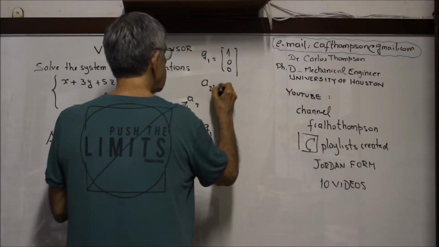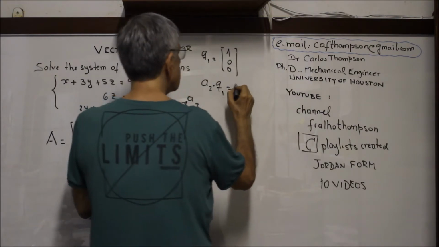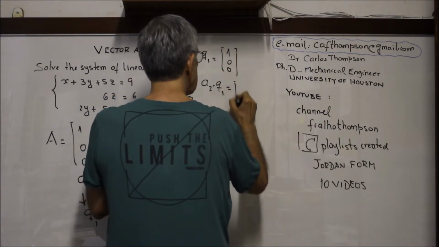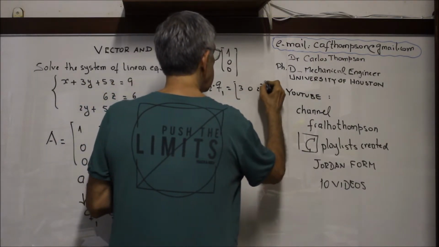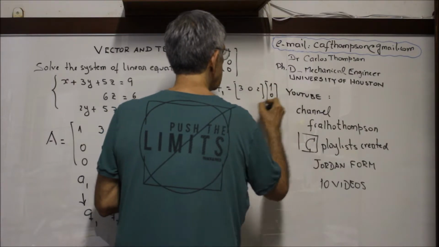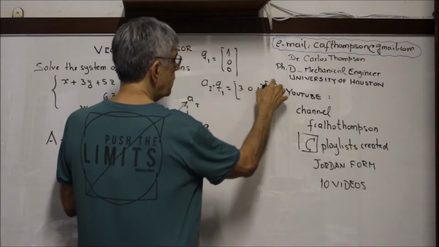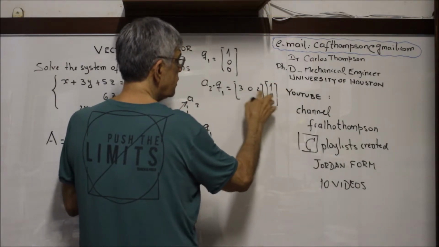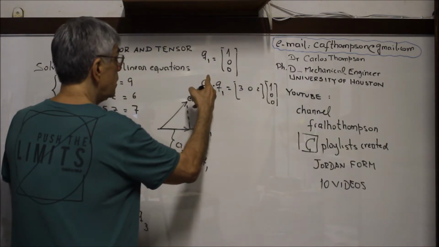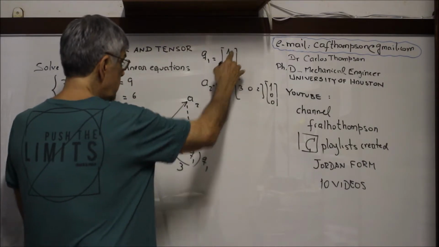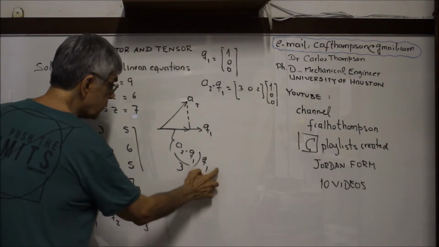A2 dot Q1. Okay? Now, in linear algebra, you just do like this. You put A2 here, 3, 0, 2, and multiply by 1, 0, 0. So this will be the first row and first column. So it'll be 3 times 1 is 3, 0 times 0 is 0, 2 times 0. So this is 3. I just put here 3q1. So this vector here, I know that is 3 times q1.